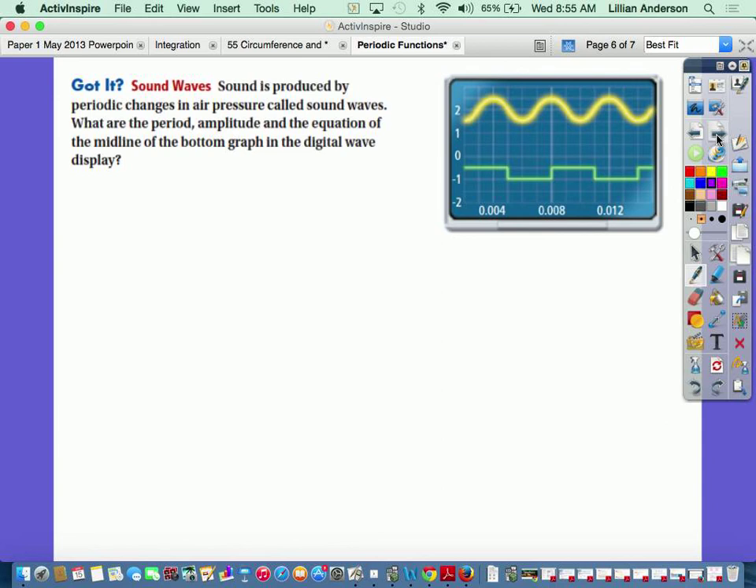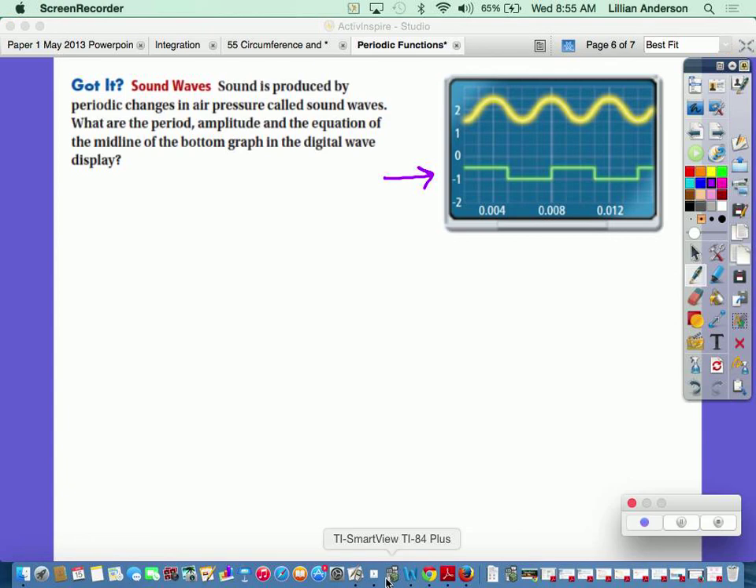The bottom one, okay? I want you to try to answer this. Try to figure out what the period is, based off of how we did it before. Try to find the amplitude and the equation of the midline. If you can't find all three, try to find at least one of them. Let's see how we did.